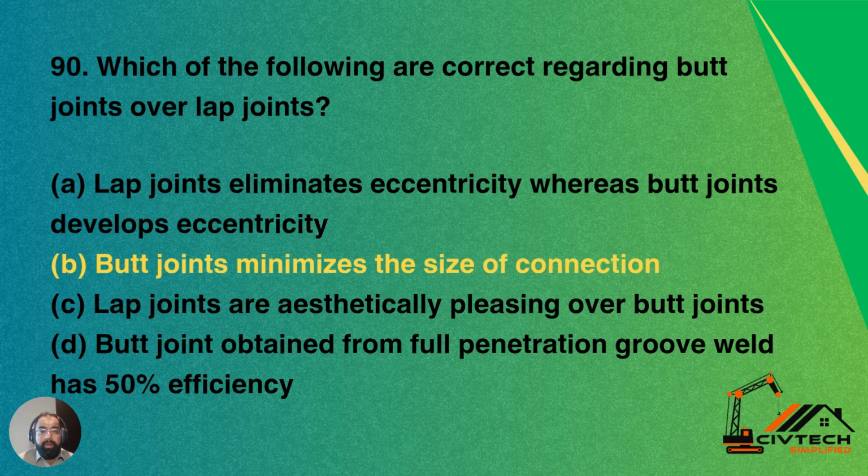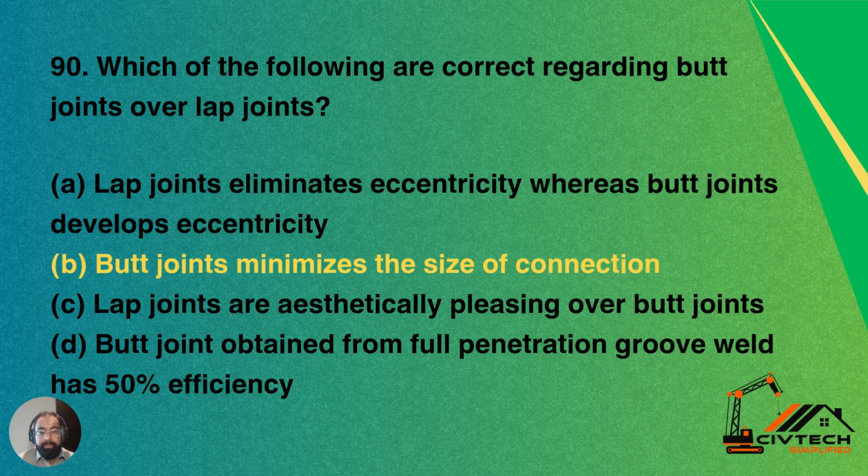Question 90. Which of the following are correct regarding butt joints over lap joints? Option A. Lap joints eliminate eccentricity whereas butt joints develop eccentricity. Now we have to select a correct statement. So the first statement is incorrect. Option B. Butt joints minimize the size of connection. This is the correct statement.